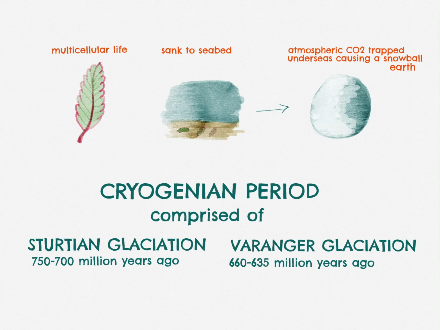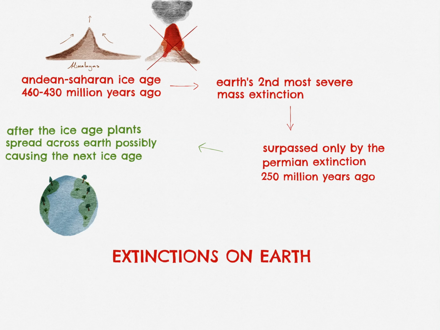The Cryogenian period had two distinct ice ages: the Sturtian glaciation from 750 to 700 million years ago, succeeded by the Varangian glaciation from 660 to 635 million years ago. 460 to 430 million years ago, the Earth experienced its second most severe mass extinction, followed by the Andean-Saharan Ice Age. This mass extinction was surpassed only by the Permian extinction 250 million years ago. As the ecosystem recovered after the freeze, land plants spread across the planet and may have been the cause of the next great ice age.